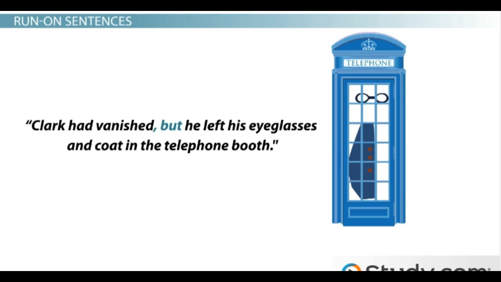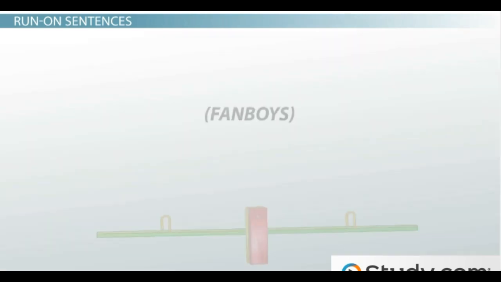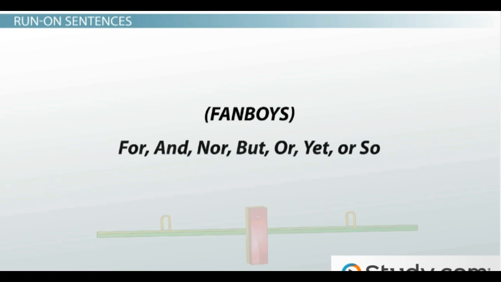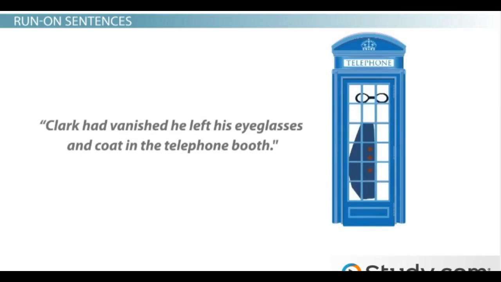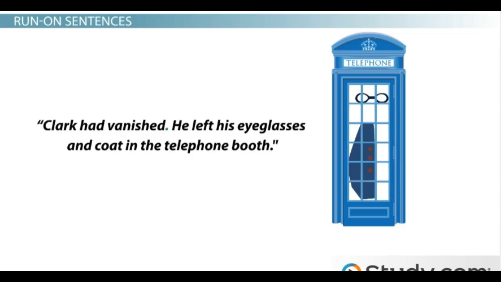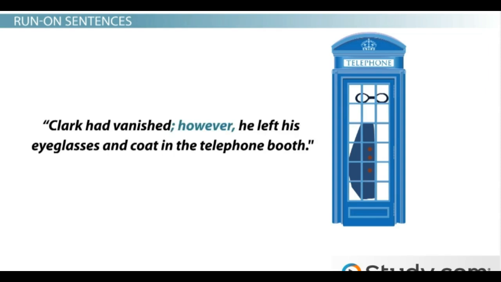You can remember the coordinating conjunctions by the mnemonic FANBOYS. That's for, and, nor, but, or, yet, and so. So, Clark had vanished, but he left his eyeglasses and coat in the telephone booth. You can make the run-on into two separate sentences. Clark had vanished, period. He left his eyeglasses and coat in the telephone booth. Or you can add a semicolon. Clark had vanished; however, he left his eyeglasses and coat in the telephone booth. The choice is yours, and it doesn't really matter which you choose as long as you fix the run-on.